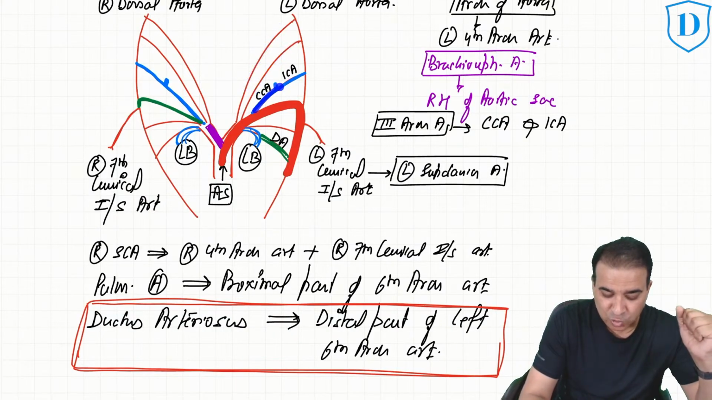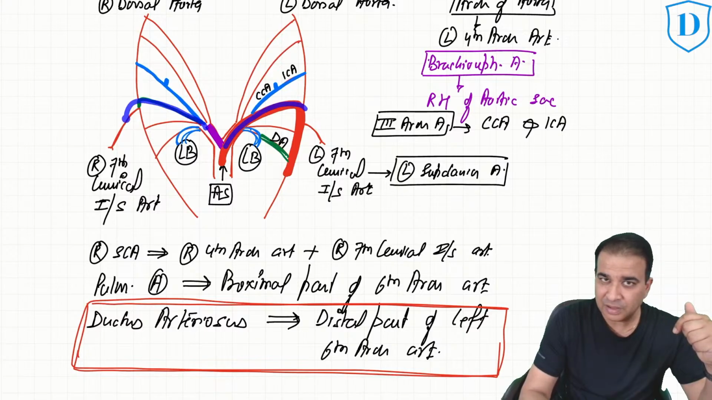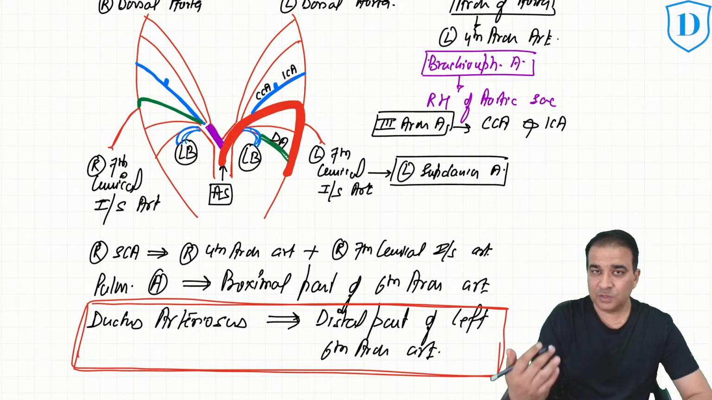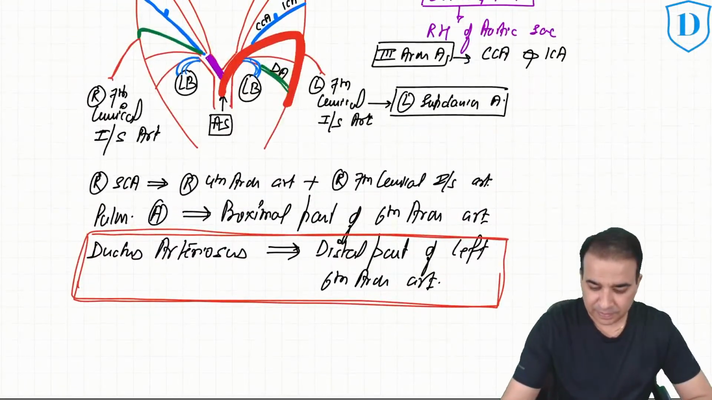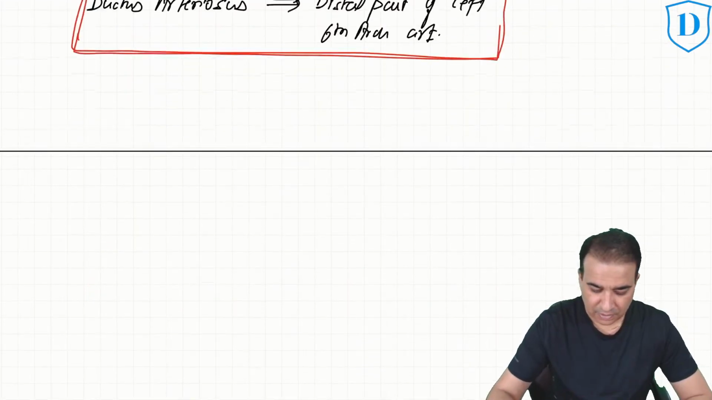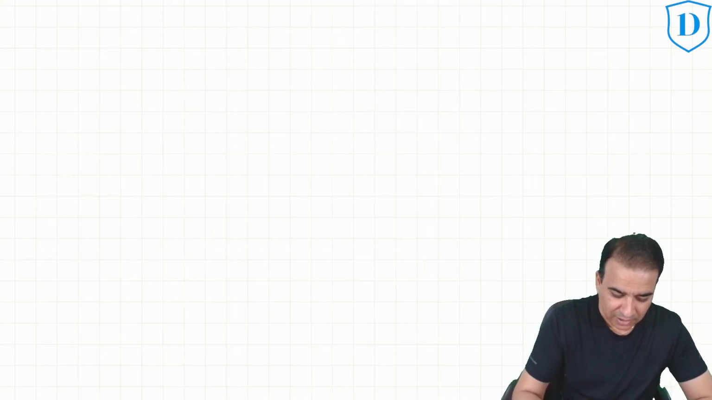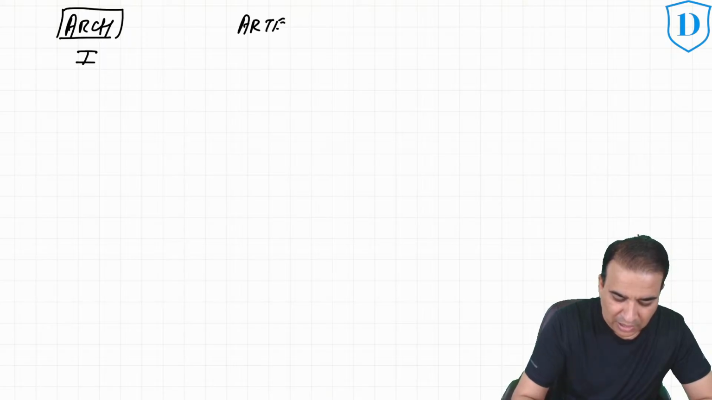The 3rd arch artery gives rise to the common carotid and internal carotid. The fourth arch artery on the left side forms the arch of aorta, but on the right side forms the subclavian artery. And the sixth arch artery will give rise to the pulmonary artery and ductus arteriosus. So it could be one of the match the following questions asked in the NEET exam. It very well can be asked in the FMG sector also. So guys, the question is about these arteries: match the following, with the arch on one side and the respective arteries derived from it on the other.